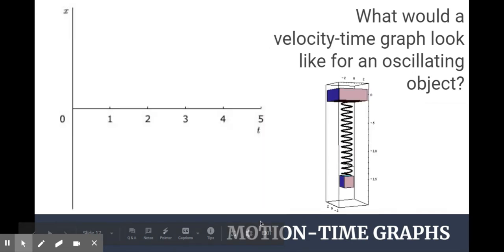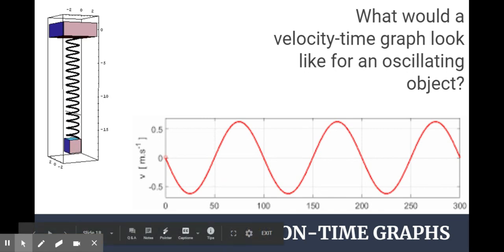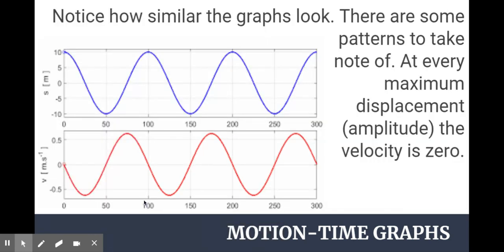Well, what do you think a velocity time graph would look like? Well, it's actually going to look very similar. We're still going to get a sine curve. Now, this sine curve is going to be a little bit different, but they look very similar. So notice if we match them up right here, look for patterns between the two. One pattern I'd like to point out is that whenever we're at our maximum displacement, whenever we're at our amplitude, 10, negative 10, 10, negative 10, look at the velocity at those points.